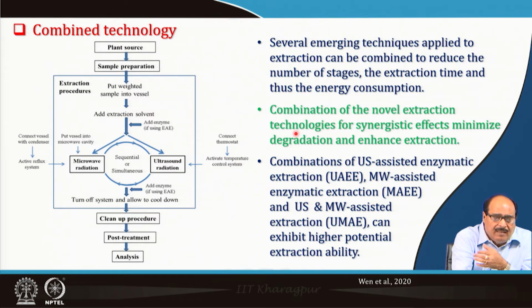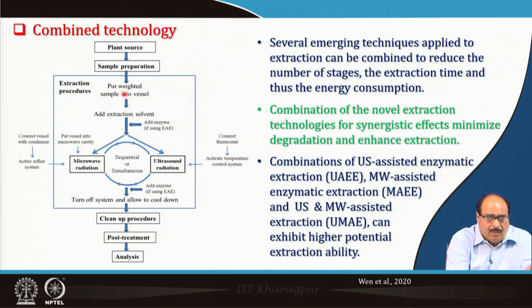Then sample preparation, and the weighed sample is put into the vessel. That is the extraction procedure, and you add the extraction solvent. A known, weighed amount of the sample is kept in the vessel and the solvent is added. After that, you may have a microwave system or an ultrasound radiation system, and this solvent plus sample can be subjected to microwave treatment at given conditions of microwave power and other parameters, or it can be ultrasonicated.